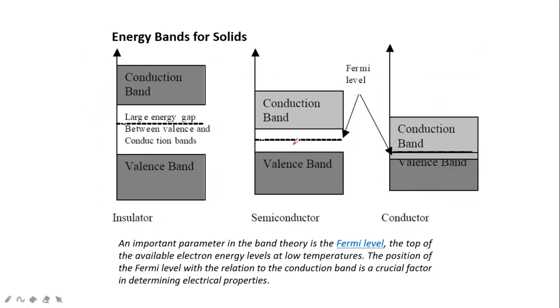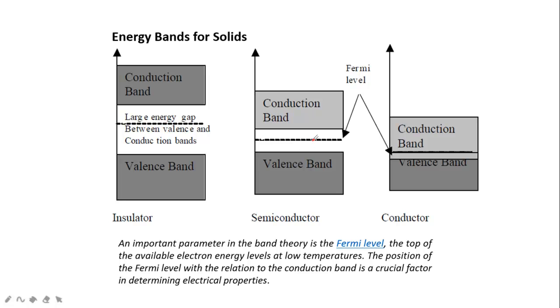Now, these are the schematic diagrams for insulators, semiconductors and conductors. You can see here the Fermi level. We'll talk about Fermi level very thoroughly in our next lecture. So all about Fermi level, if you want to know, you guys will have to see the next lecture. Part 2 will come soon. So there is large energy gap in insulators.